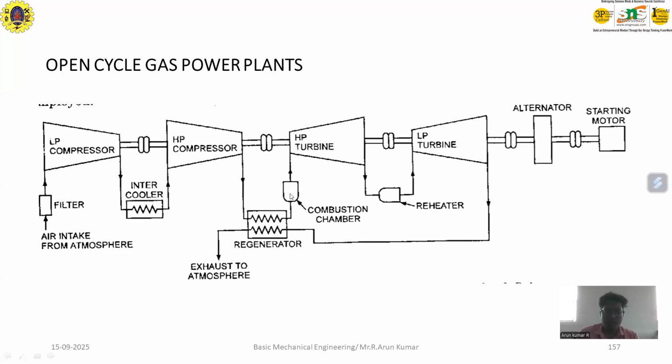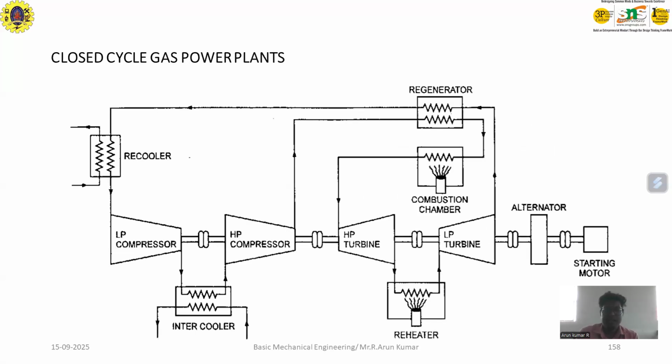Now we will go to the closed cycle gas power plant. In the open cycle, air enters at one side, then the exhaust gas is transferred to the atmosphere. But here, it is not like that. Here the cycle is processed continuously. If you have a more efficient system, the cycle can be continuously processed.